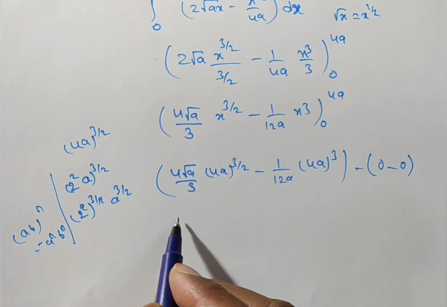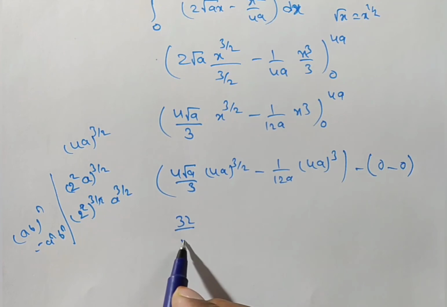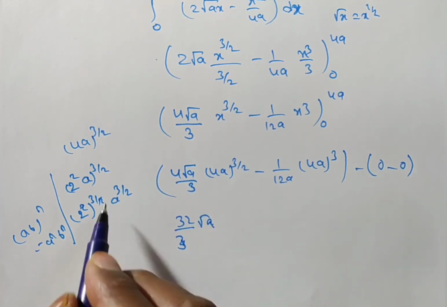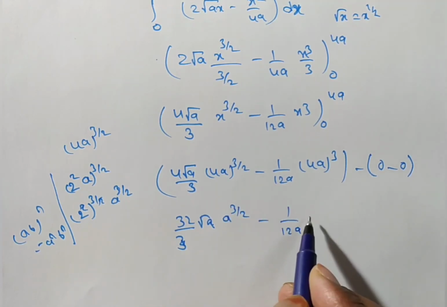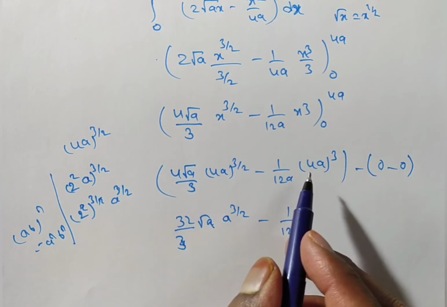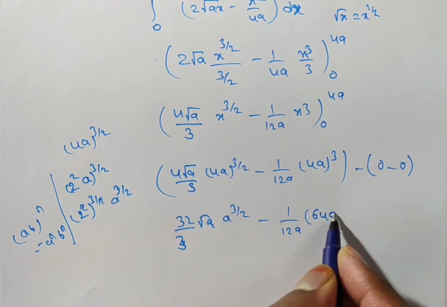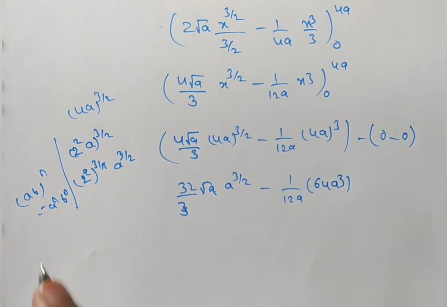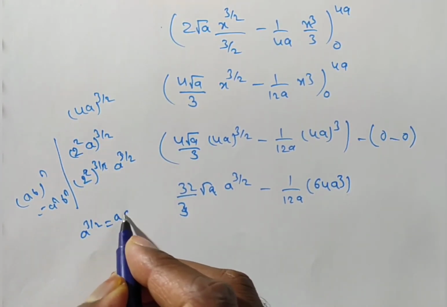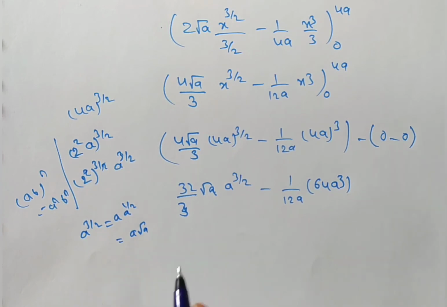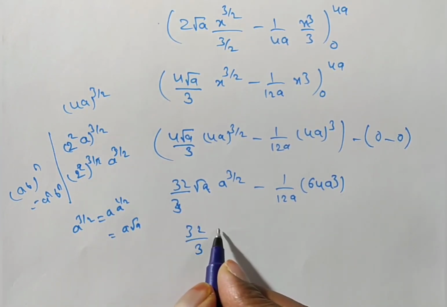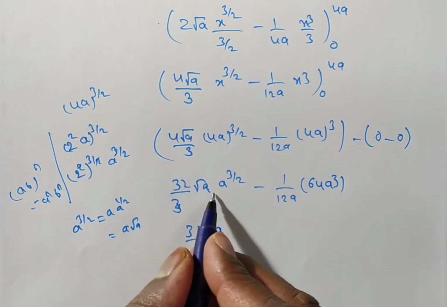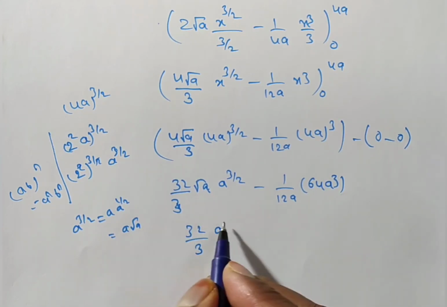So 8 fours are 32 by 3 into root a into a power 3 by 2, minus 1 by 12a times 4 cube, which is 4 fours are 16, 16 fours are 64, so 64a cube. Now again you need to simplify this. Friends, you see a power 3 by 2 I can write as a into a power 1 by 2, nothing but a root a. Already you have root a here. So a into root a into root a is nothing but a square.